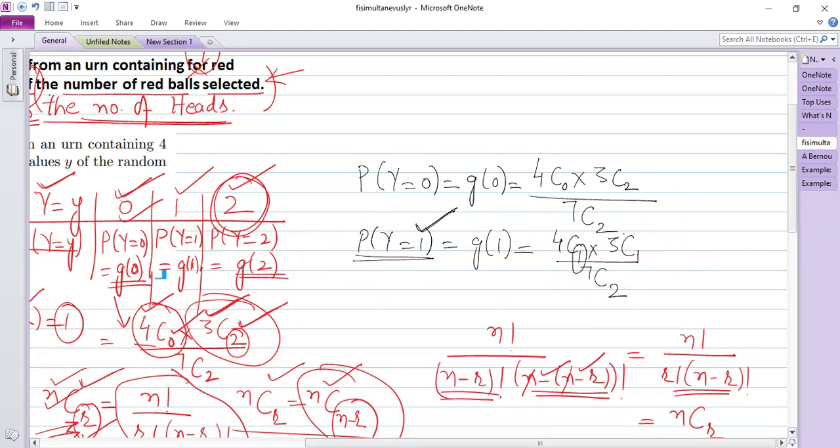So this one red ball will be coming out of 4 red, so 4C1, and 3C1. Because if one ball is red among the two balls selected, one will be black. So one black out of a total of how many? 3. And why divide by 7C2? Because ultimately we are selecting a total of 2 balls out of a total of 7 balls. So selecting 2 balls out of 7 can be done in 7C2 ways.